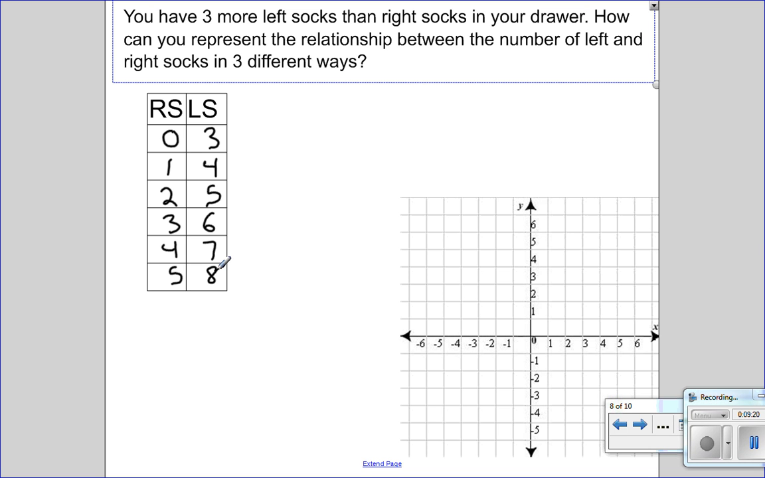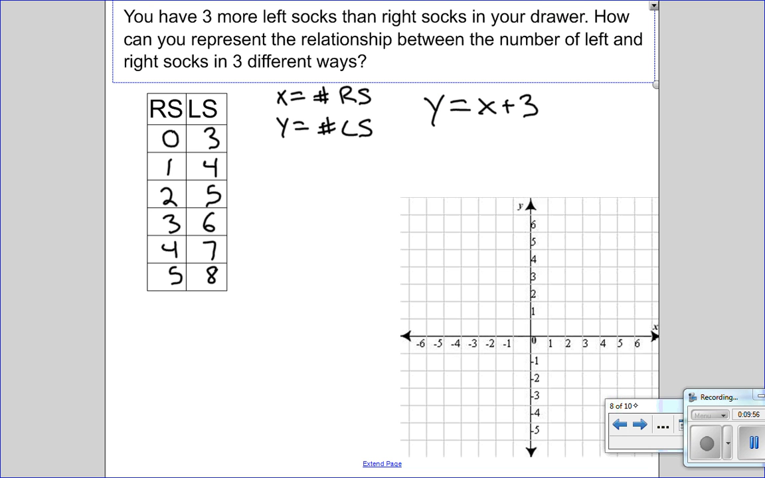Hopefully you can see the pattern that is going on here. Every single time I'm adding 3. So if I represent x equals the number of right socks, and my y equals the number of left socks, I can write the equation as y equals x plus 3. So I'm adding 3 socks to the number of right socks I have to get my total amount of left socks.